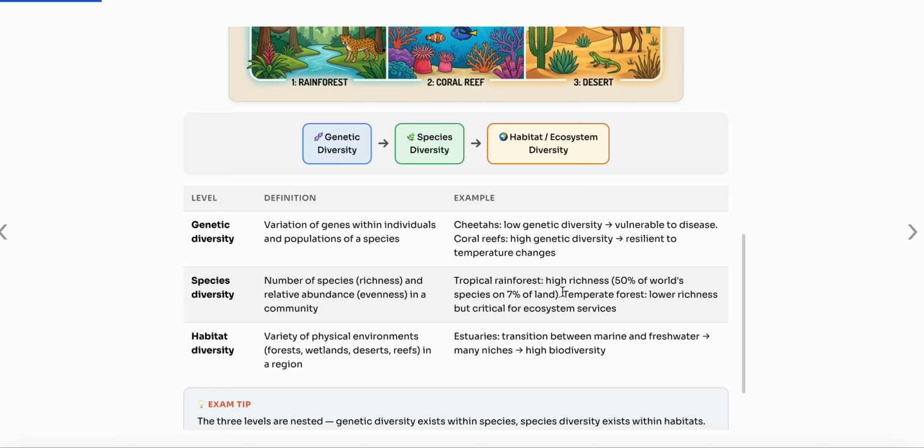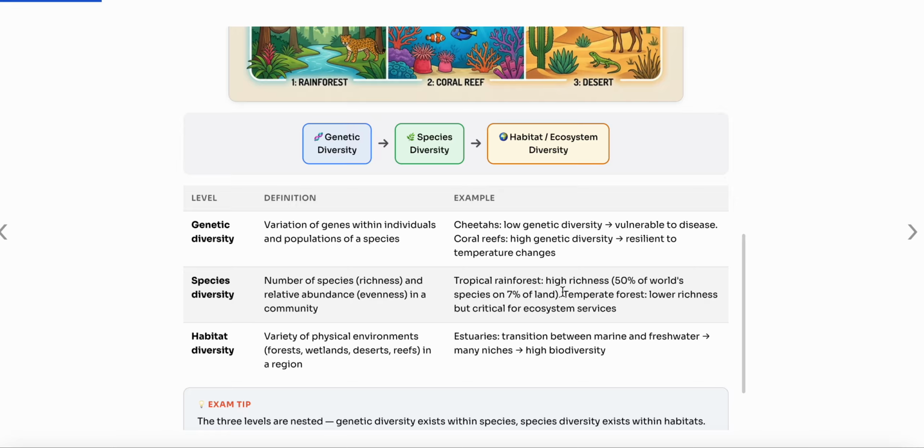Now, in species diversity, we have two things. First is richness, and the other thing is evenness. Now, what is this richness and evenness? So, richness means the number of species which we have. Like if you have 100 species of a particular butterfly, we can say that the richness is 100.